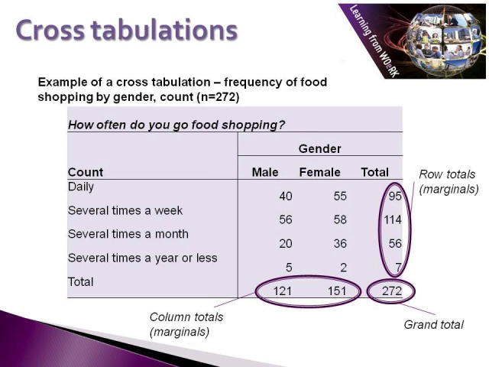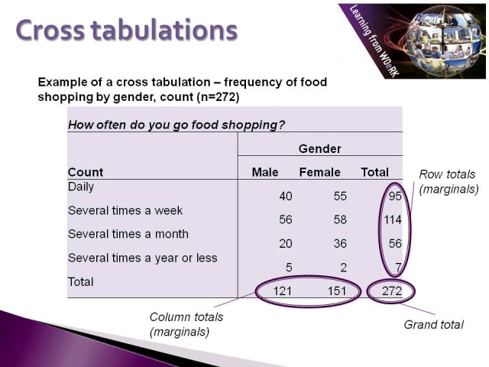In this example we are looking at two variables, frequency of food shopping and gender. We are saying that the frequency of food shopping is dependent on gender, so food shopping is the dependent variable and appears in the rows, and gender is the independent variable and it appears in the column. Here we can see, if we have a look at our frequency table, we have daily, several times a week, several times a month and several times a year or less. We have that split by male, female and total.